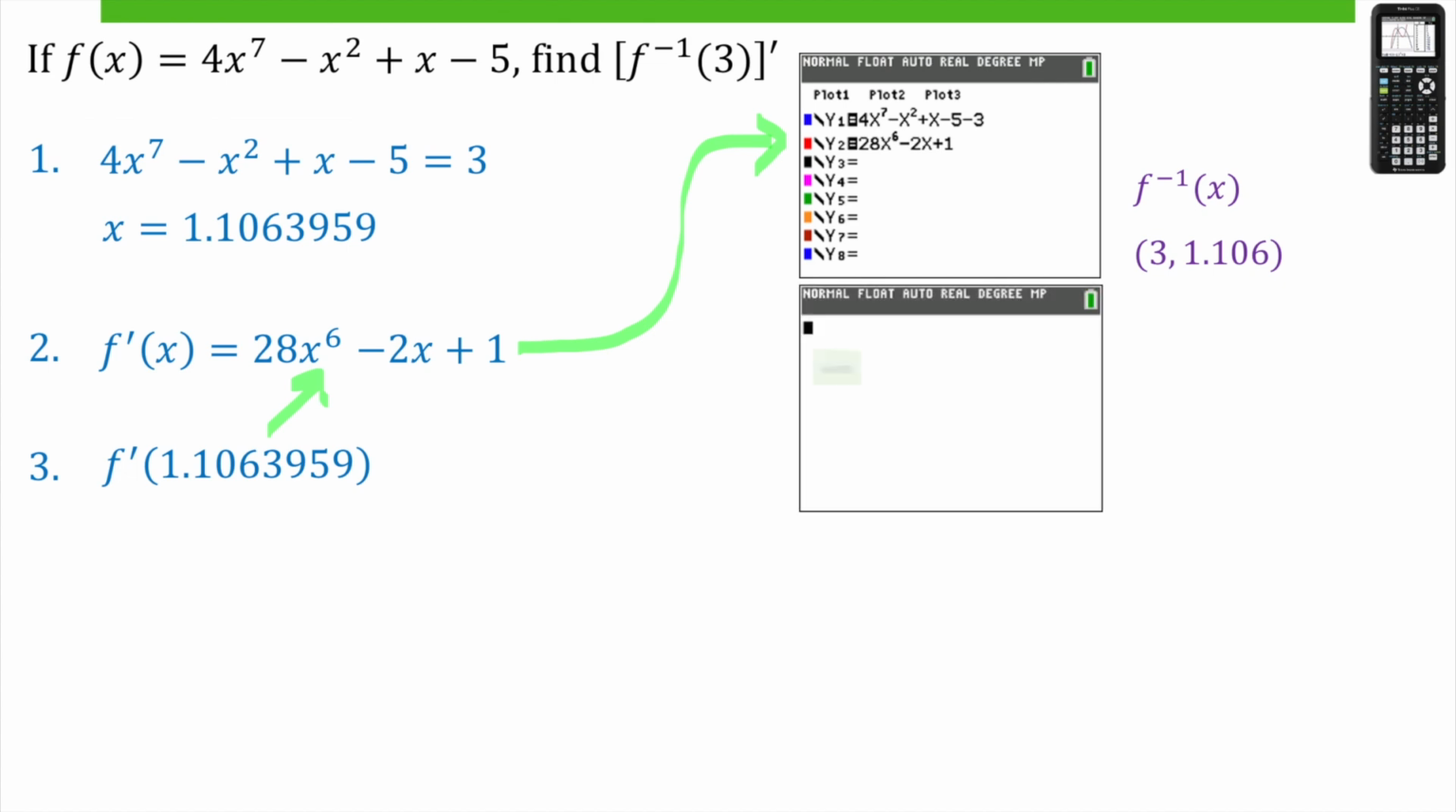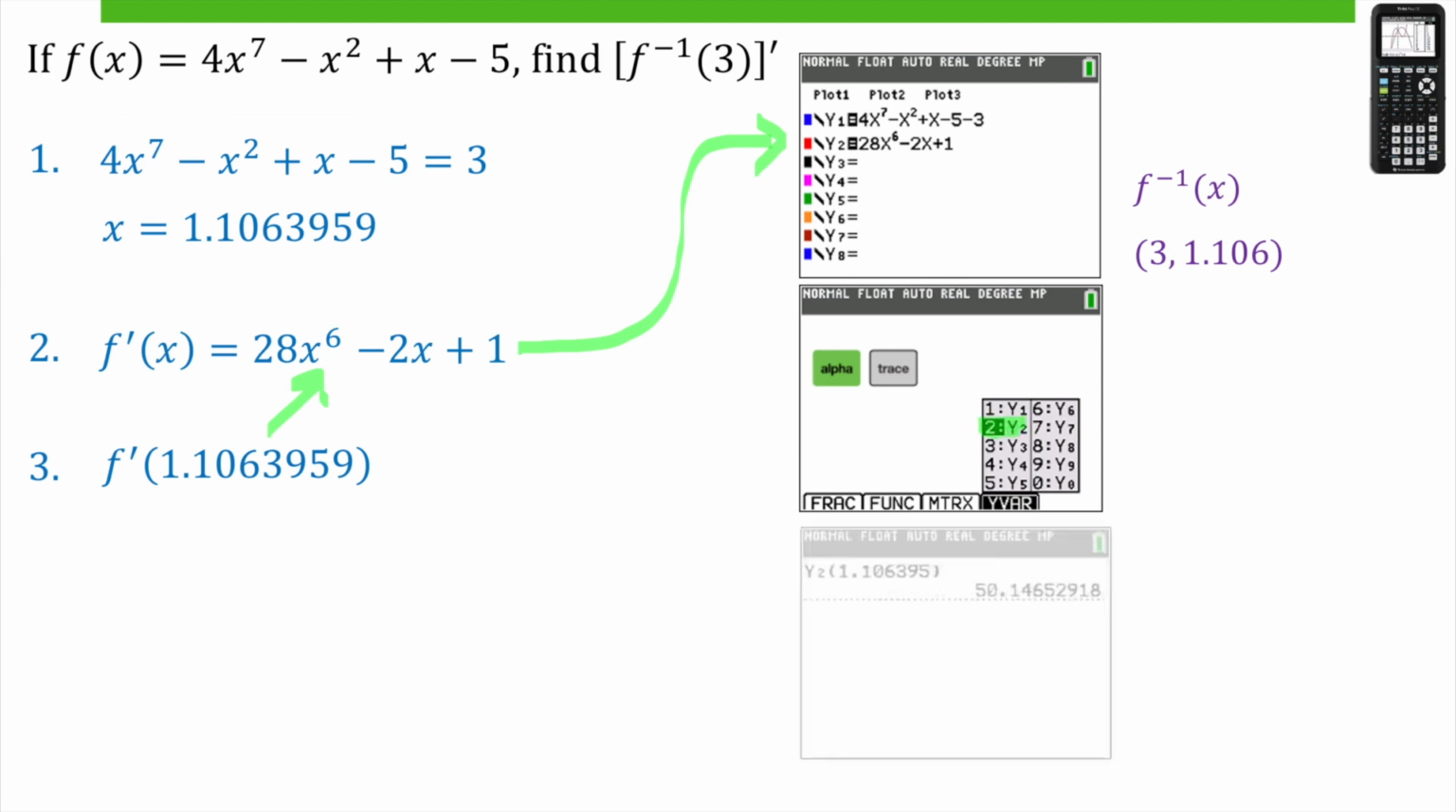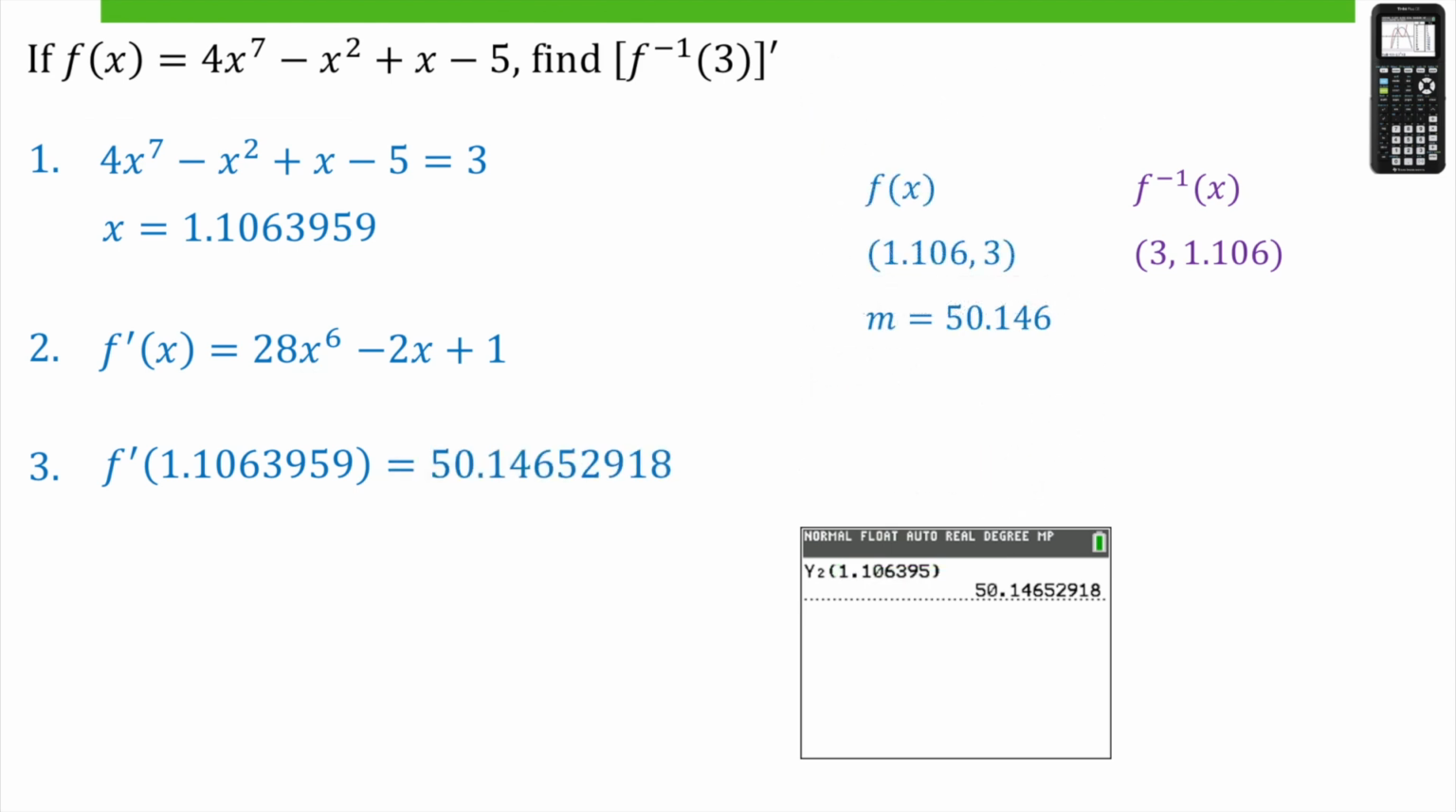Then you hit alpha trace, and that'll bring up this menu of equations for you to choose from. Your derivative is in y2, so hit enter, and then tell it to evaluate y2 at 1.1063959 and hit enter. So now we have a slope of 50.14652918 for our original function.